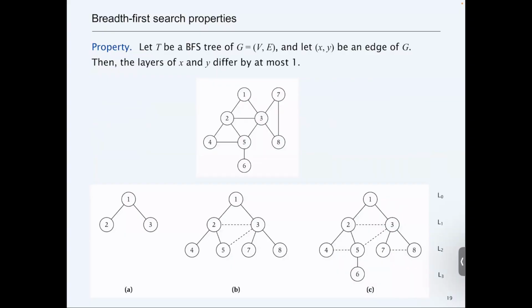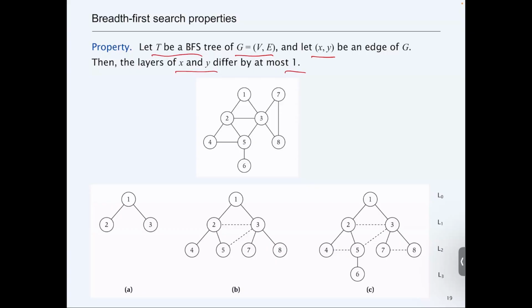This slide is describing one of the key structural properties of breadth first search. So suppose that T is a breadth first search tree of some graph. And suppose that xy is some original edge in the graph. Okay, so we have a graph, and we have T being a breadth first search tree, and xy is an edge in that graph. The layers of x and y can differ by at most one.